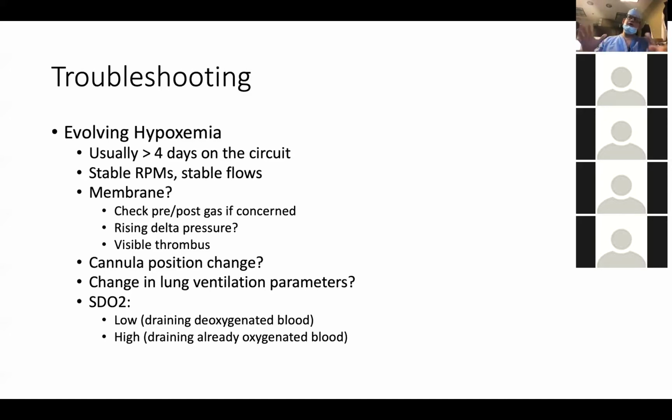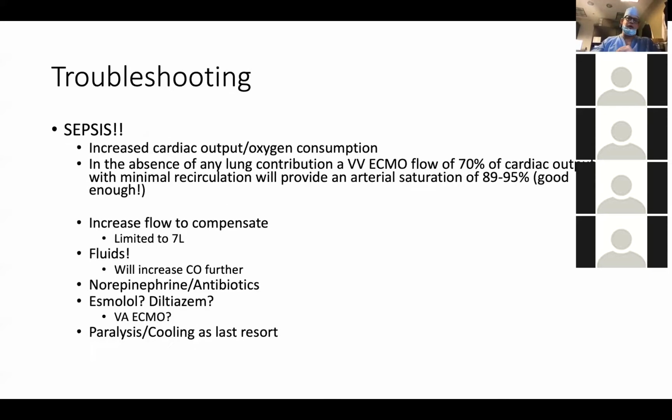Finally, assuming all these things have not changed, the question is then look at our SDO2. If it's high, draining already oxygenated blood, then you're having recirculation. If it's low, you drain deoxygenated blood, then the ECMO is working appropriately, but it's not enough ECMO. It's almost always sepsis, unfortunately. You have an increase in cardiac output and oxygen consumption.